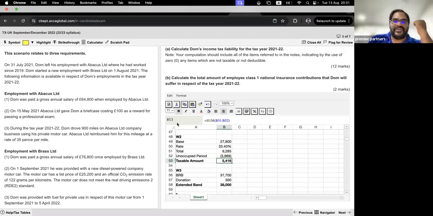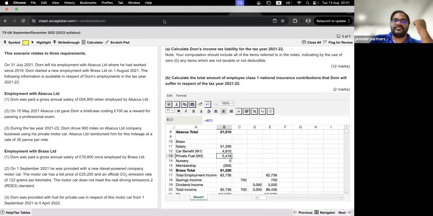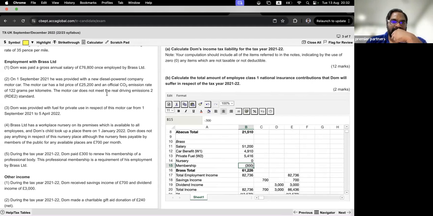Great. So that also I take to the mainframe. I take it here. Then nursery we discussed, there is no benefit. Membership we deducted. That's all from employment income, right? Agree? Great. So from Brass, the overall employment income is 61,226. That plus what he received from Abacus, 21,510, the overall employment income would be 82,736. We are agreeing on that as well.